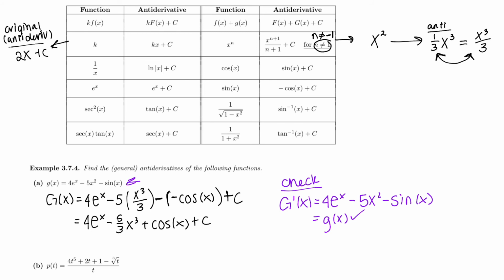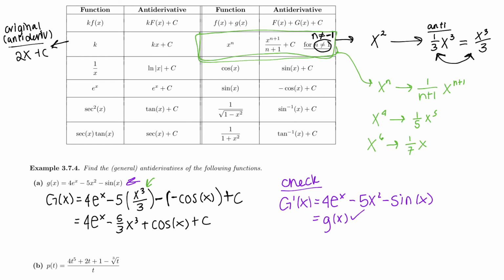So once again, as a note with this guy right here, if you don't like this notation, your other option is x to the n. Its antiderivative is the same thing as 1 over n plus 1, x to the n plus 1. So if I just do a bunch of them, if I have x to the 4th, this would be 1/5 x to the 5th. If I have x to the 6th, this would be 1/7 x to the 7th. If you have x to the -2, be careful. -2 plus 1 is -1. So 1 over -1, x to the -1.